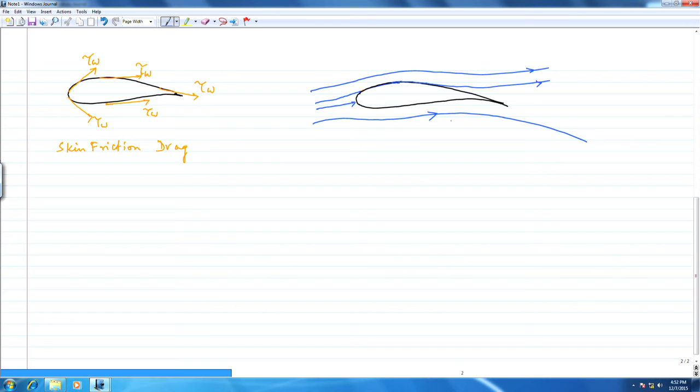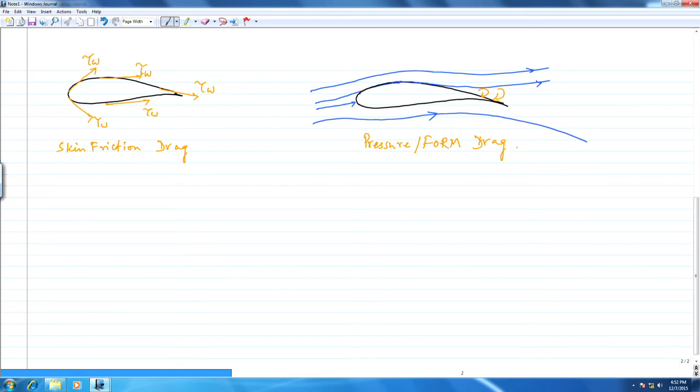These are streamlines, right. So then there is sort of backflow of the pressure, etc. Now, this results in what we just discussed as pressure or form drag, right, pressure or form drag.